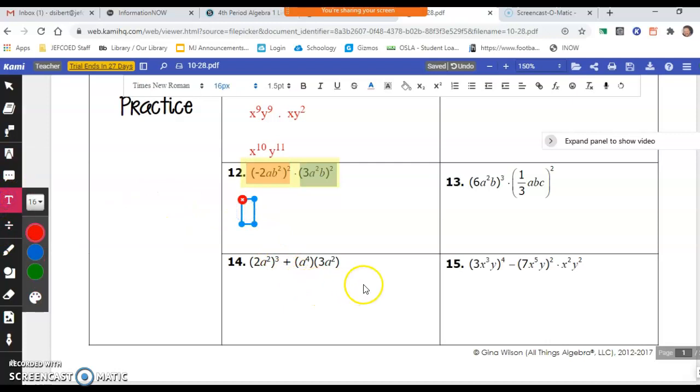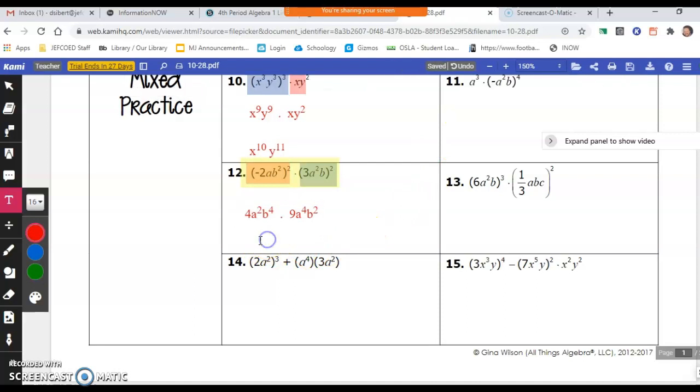Okay? All right, so looking here, we've got negative 2ab squared. All of that's raised to the power of 2. Negative 2 squared is going to be what? Positive 4. Okay, a will be raised to the power of 2. B will be raised to the power of 4. Okay, then we've got 3 raised to the power of 2 is going to be 9. Remember, it's not 3 times 2, it's 3 times 3. A will be raised to the power of 4. And b will be raised to the power of 2.